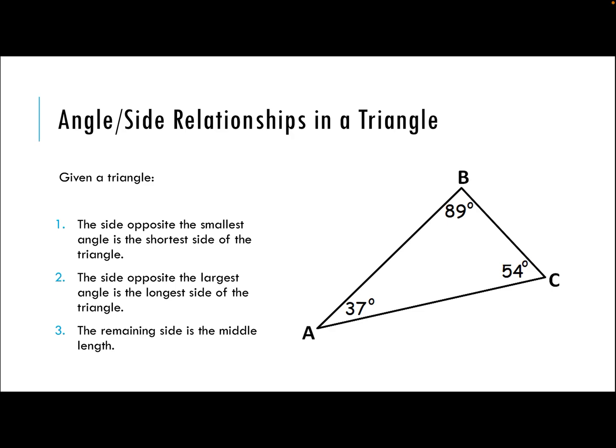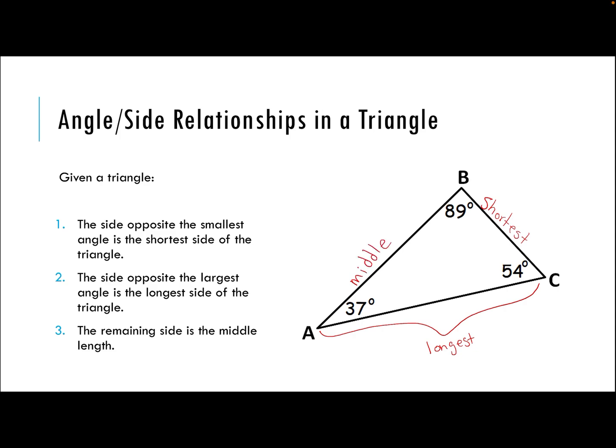then the side opposite the smallest angle is the shortest side. So we have three angles, 89, 54, and 37. 37 is the smallest angle, so side BC is the shortest side. And then for 2, we have the side opposite the largest angle is the longest side. So 89 degrees is the largest angle. So side AC is the longest side. And then the other value is just the middle value. And so we'll just say side AB is the middle length.